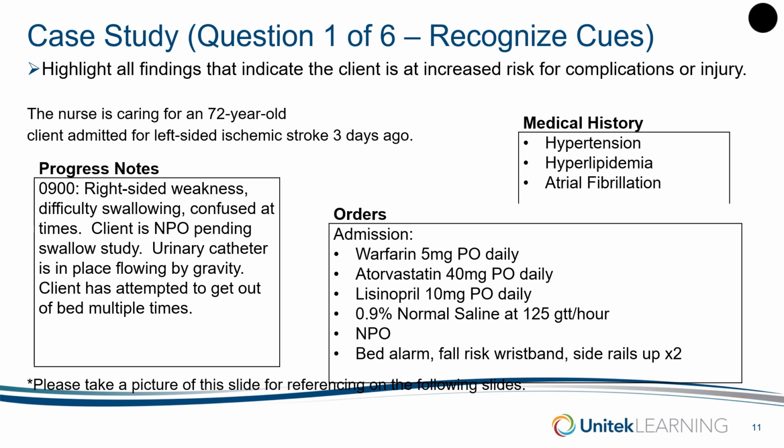Many times, not always, but many times, the first question will be in the form of a highlight. So you can see it says highlight all findings that indicate the client is at increased risk for complications or injury. Everything that you see, you can determine, do you want to highlight it or not? Now, not everything is highlightable, but if it is, as you scroll over it, it will turn yellow or another color indicating that that section can be highlighted. Doesn't mean that you need to, means you need to determine, is that an important piece of information or not?